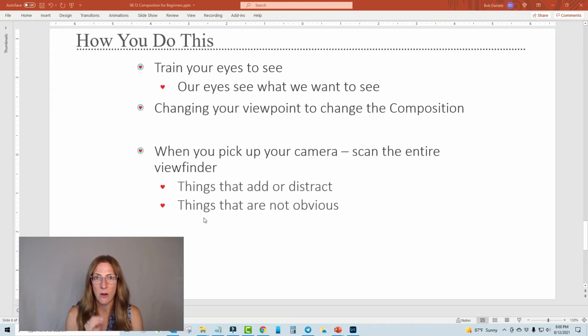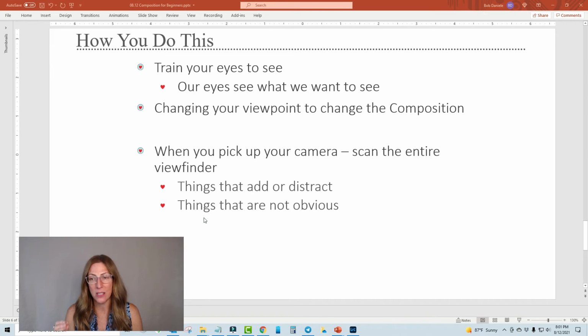Then you can also change your viewpoint. Get up, get down, get side to side, go from the other side. A lot of times we have our subjects looking right at us, but how cool would it be to take a picture from the back? I know that there is a photo I have of my husband, Bob, and my son, and they're walking holding hands from the back. That is an awesome shot.